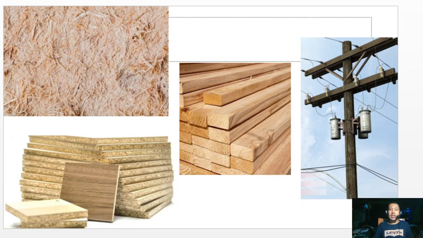Also, the trees are utilized in producing fiber boards. Fiber boards are used for various purposes. They are used in furniture, in building houses, like in the ceiling, walls, and in insulating the houses. Also, the trees are utilized in producing timbers, or commonly known as lumber. So lumber is used for various purposes. Also, the trees that are utilized in agroforestry are used in producing electric poles.